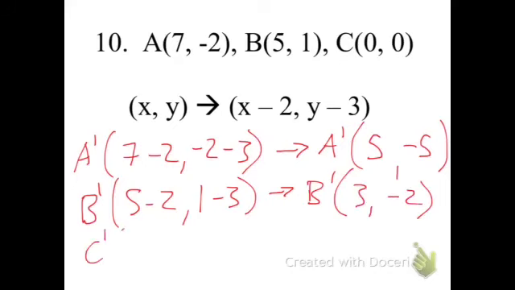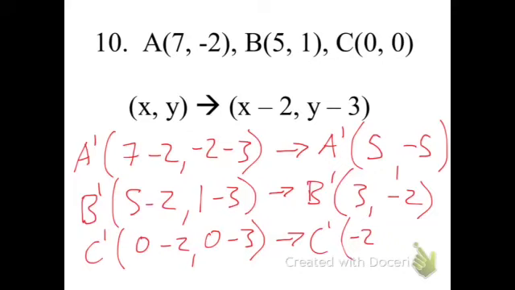C prime started out at 0. We need to subtract 2 from that. And the y was at 0. And we need to subtract 3 from that. And so our C prime is going to be negative 2, negative 3. And those are all the problems all the way done.